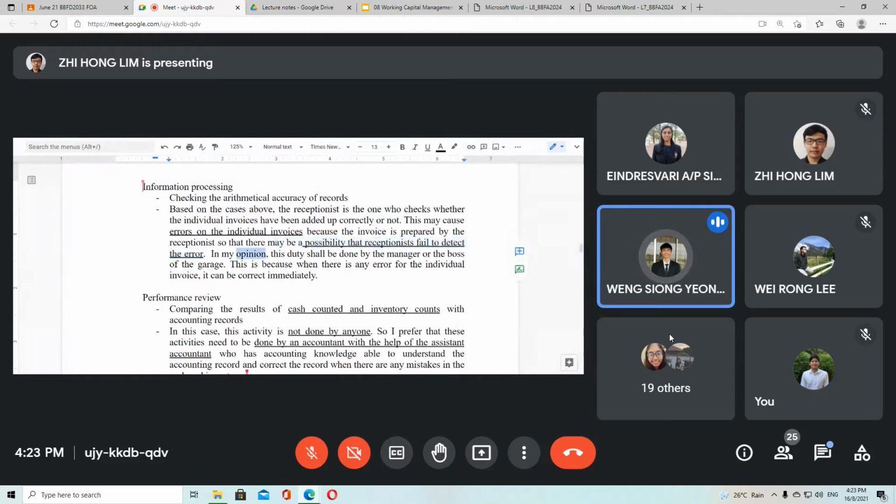In my opinion, this duty shall be done by the manager or the boss of the garage. This is because when there is any error on the individual invoice, it can be corrected immediately.